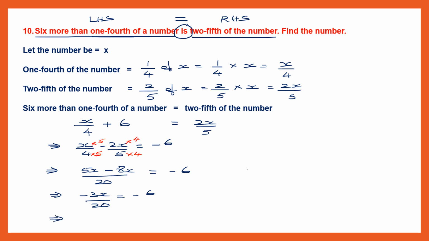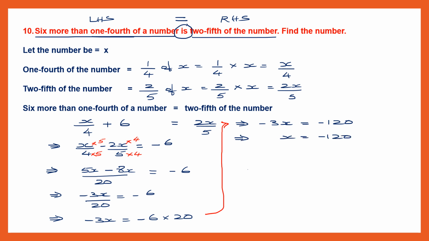So let's find minus 3x. Minus 3x is equal to minus 6 into 20, because we have transposed this 20 to the other side. So that will be minus 3x is equal to minus 6 into 20 is minus 120. Now we can find the value of x. So x is equal to minus 120 by minus 3. We can cancel the minus signs. We can cancel 3 and 120. 3 ones are 3, 3 fours are 12, 40. So we have found the value of x. x is equal to 40.